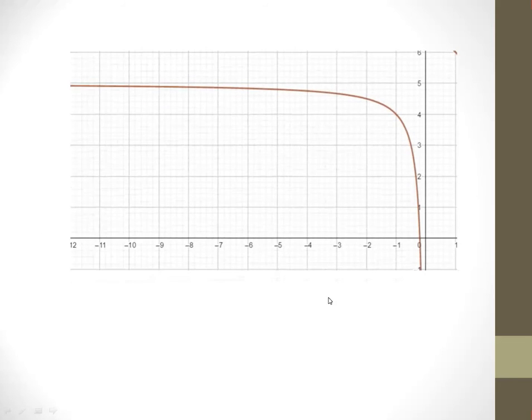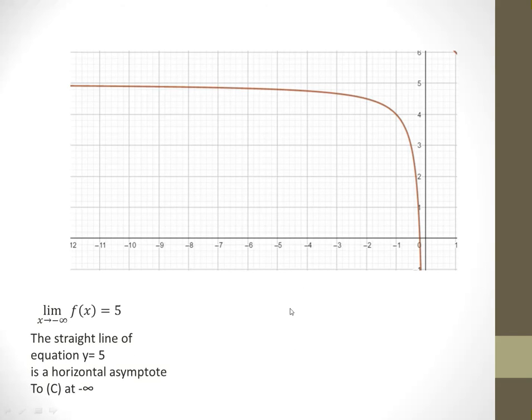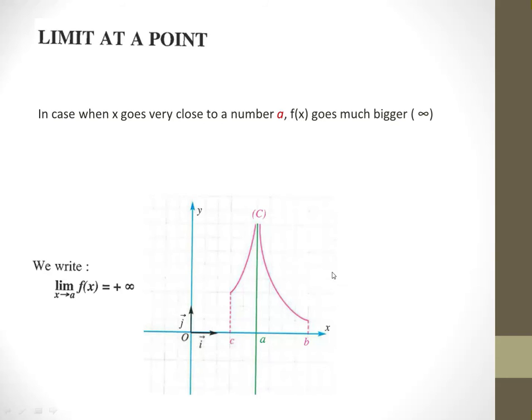In this case, when x goes to minus infinity, the limit of the function is equal to 5 at minus infinity. So we say y equals 5 is a horizontal asymptote at minus infinity.